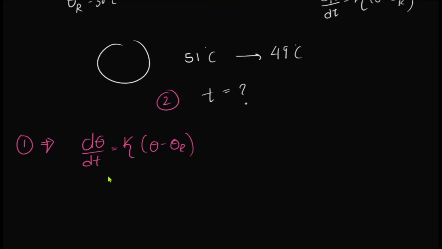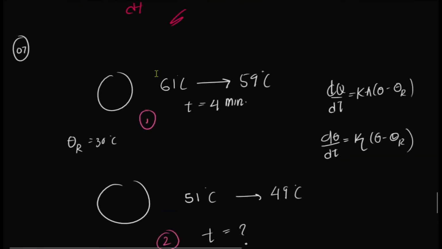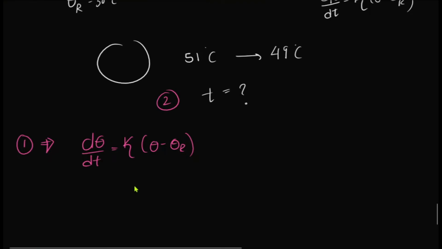So dθ over dt in the first case: what is the temperature difference? 61 minus 59. What's the time taken? 4 minutes. You would need to convert it into seconds, but there's no need, since we need the answer also in minutes. So I'll leave it as it is.